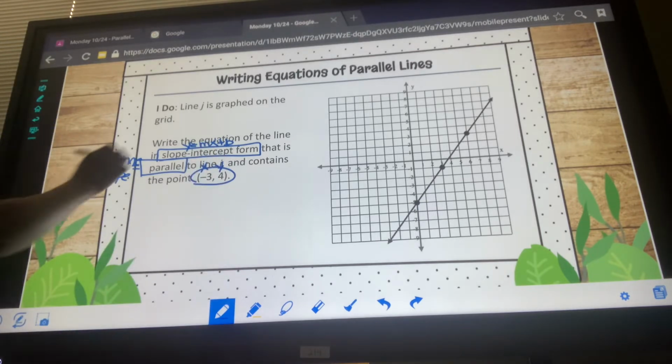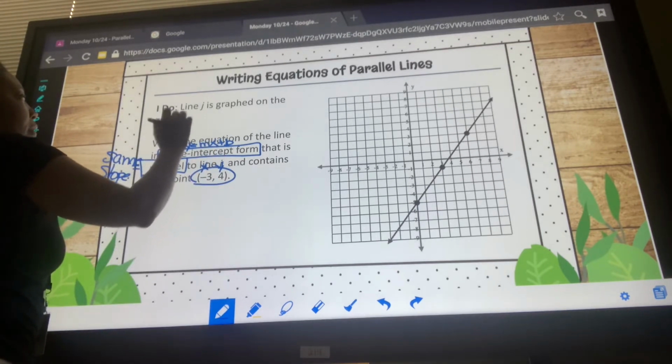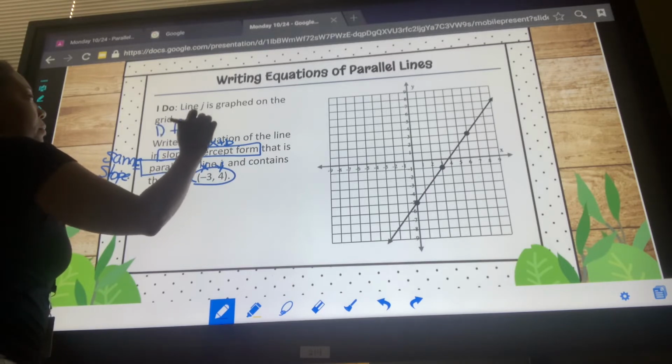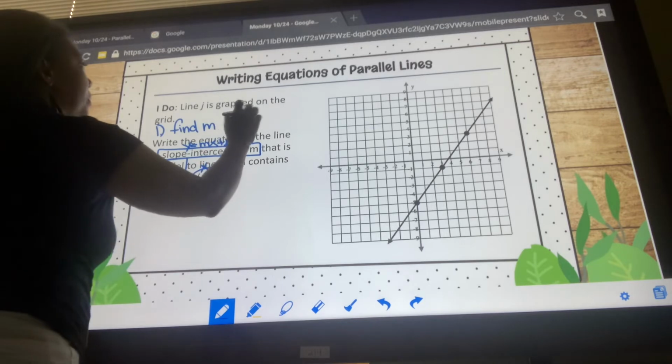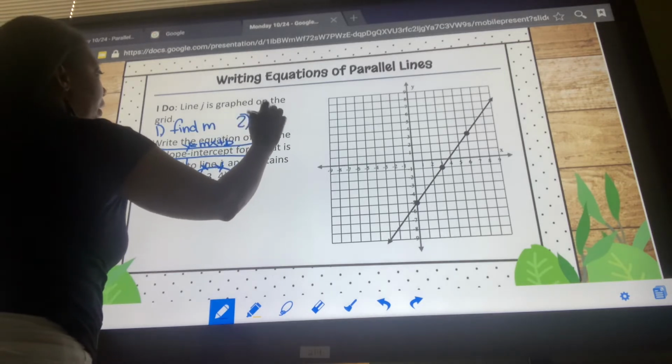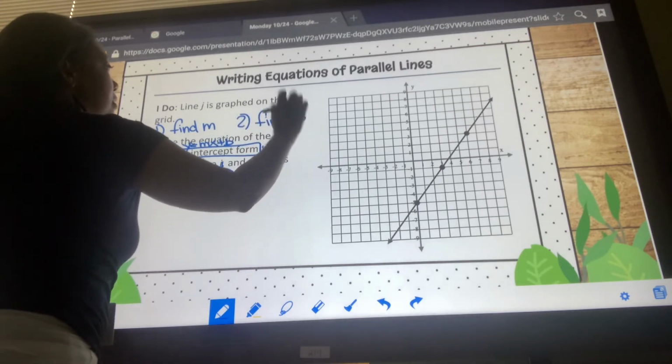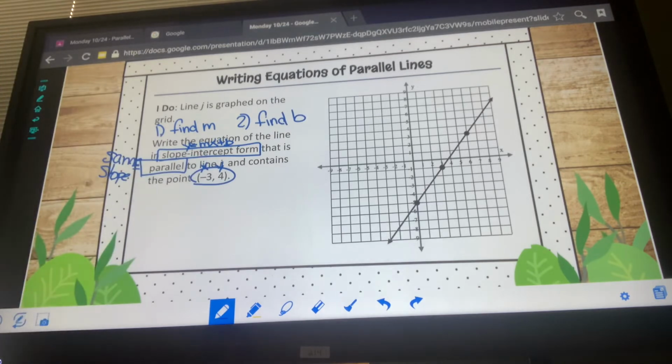First thing we need to do is find our slope, so find m. After we find our slope, second thing we need to do is find our b. So guys, this is actually the same thing that we've been doing. We're really not doing anything different. It's just about getting your slope part right.